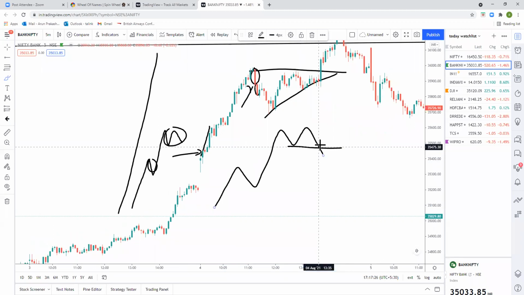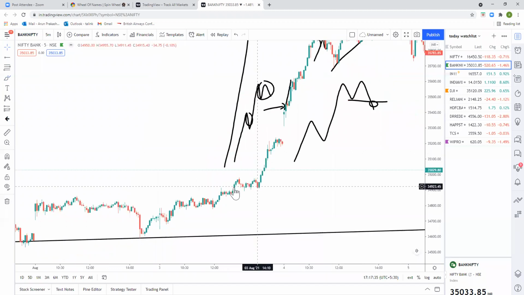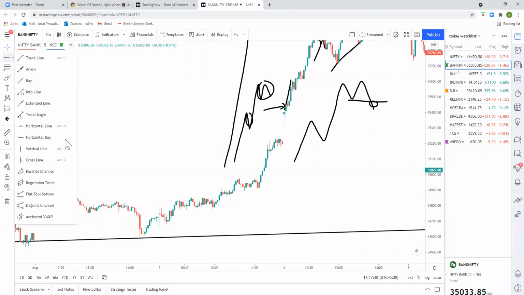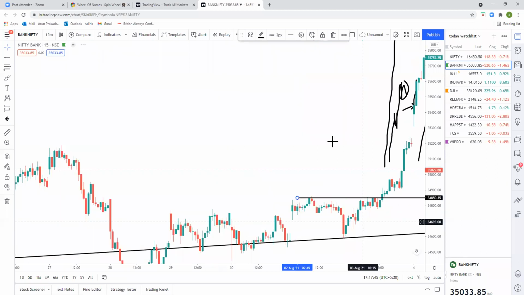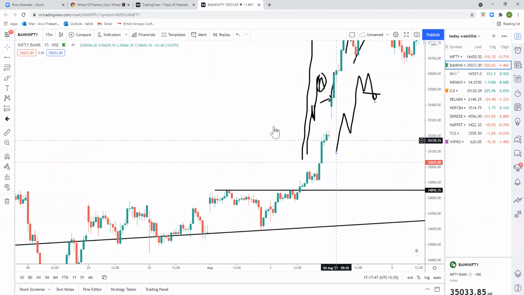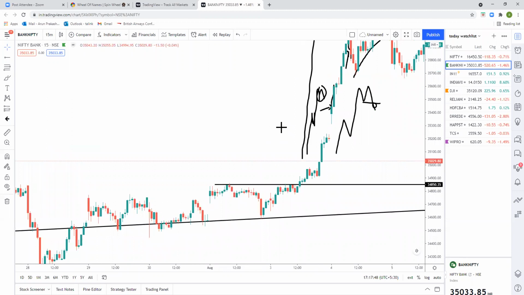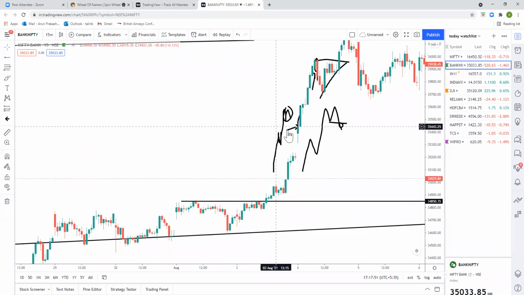Sir, I entered on 3 August at 12:15, sir. In the 15-minute candle, I entered here, sir. And sir, in lower time frames, I also see 1 minute sometimes. Sir, that confuses me a lot.